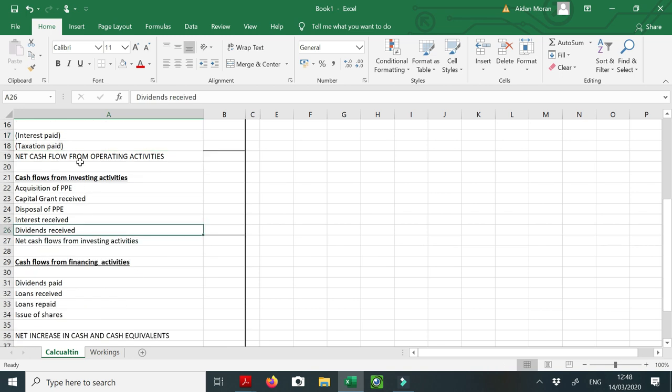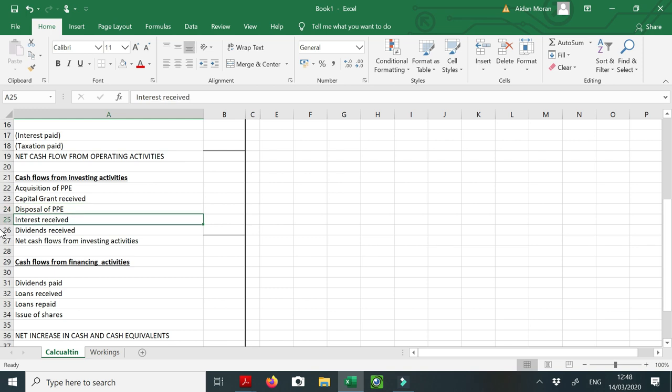I then look at my cash flow from investing activities. So if I buy any equipment or PPE, if I receive a capital grant, if I dispose of assets, that's where my cash proceeds go. Remember, keep going back to what we are actually doing: a cash flow statement. Money in, money out, really.